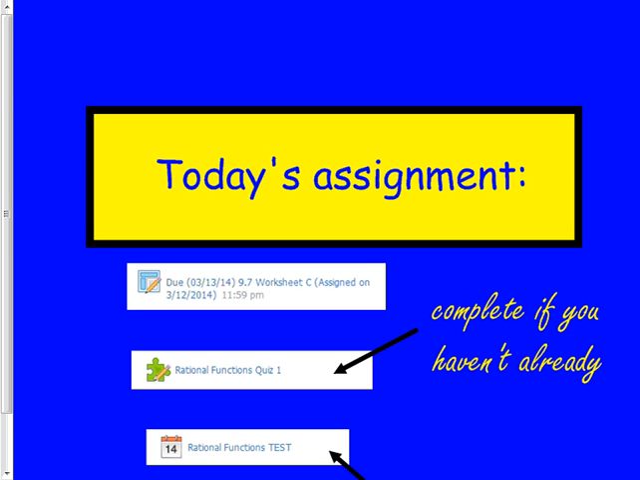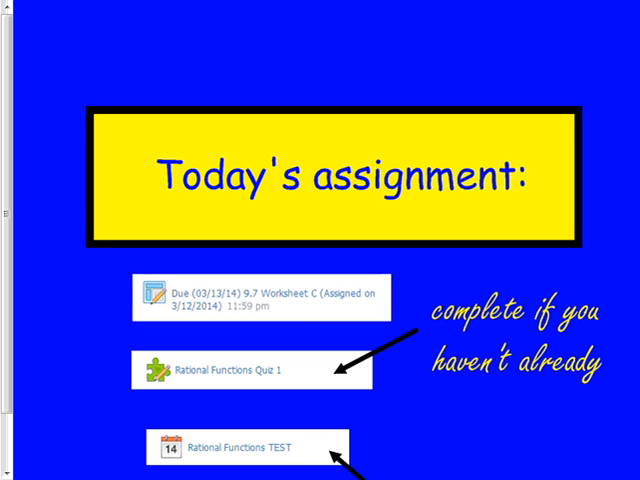I'm not giving you a homework quiz today. I am going to give you one tomorrow on the Schoology quiz, but not today. So for today, your homework is worksheet C right here. You'll find it says today's assigned date of March 12th. So look for the one assigned March 12th called worksheet C. It's not that long, and you've got a lot of time to work, so I'm assigning all of it.